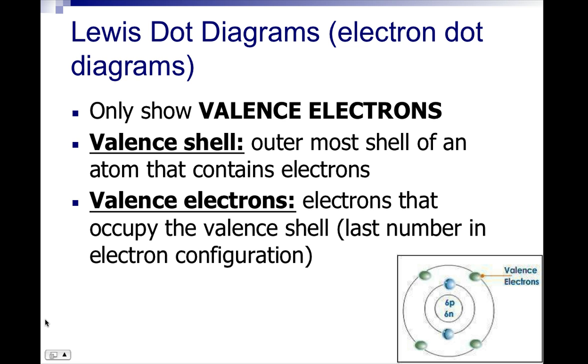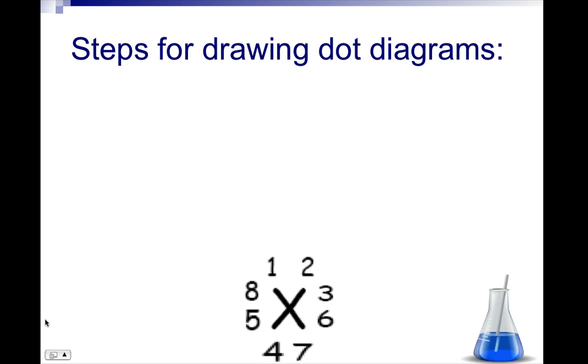So if you look at the periodic table that you have been provided, you would notice that the electron configuration is written out, and the last number written will indicate how many valence electrons there are.